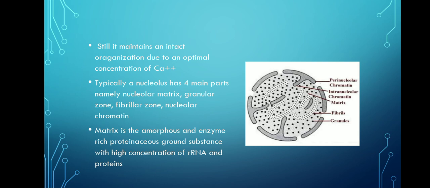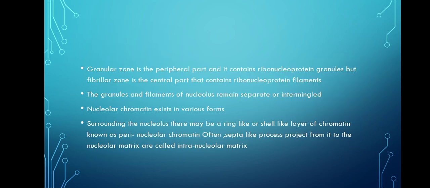Typically, a nucleolus has four main parts, namely nucleolar matrix, granular zones, fibrillar zones, and nucleolar chromatin. Matrix is the amorphous and enzyme-rich proteinaceous ground system with high concentration of rRNAs and protein. Granular and fibrillar components remain suspended in it. Granular zone is the peripheral part and it contains ribonucleoprotein granules, but fibrillar zone is the central part that contains ribonucleolar filaments. The granules and the filaments of nucleolus remain separate or intermingled.